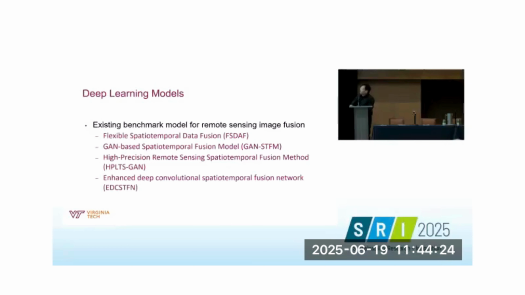So for example, the GAN-based spatial temporal fusion model, the GAN-STFM, and also the high precision remote sensing spatial temporal fusion model, the HPLTS-GAN. Those are the generative adversarial network structures. We also have the flexible spatial temporal data fusion, the FSDAF model, and also the enhanced deep convolutional spatial temporal fusion network model. Those are all basically the state-of-the-art models that we used for spatial temporal image fusion.